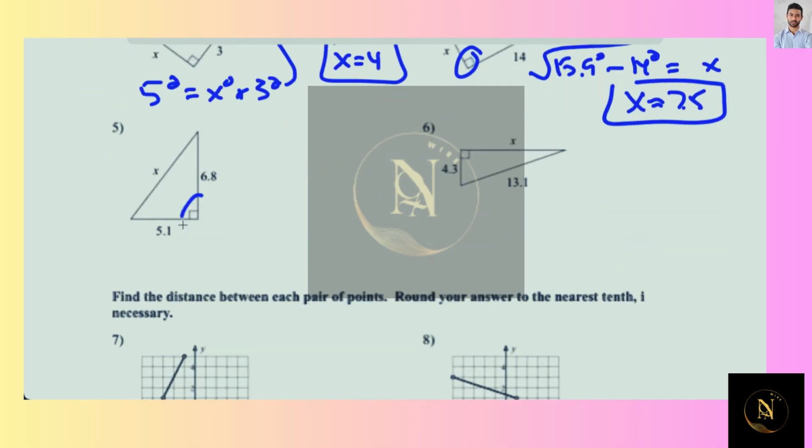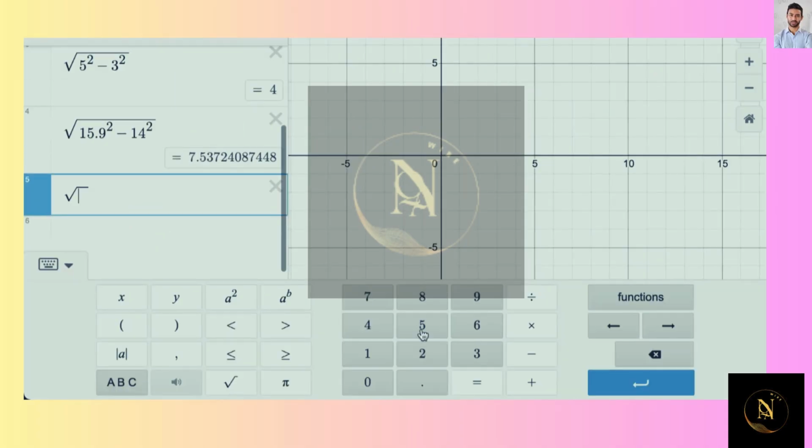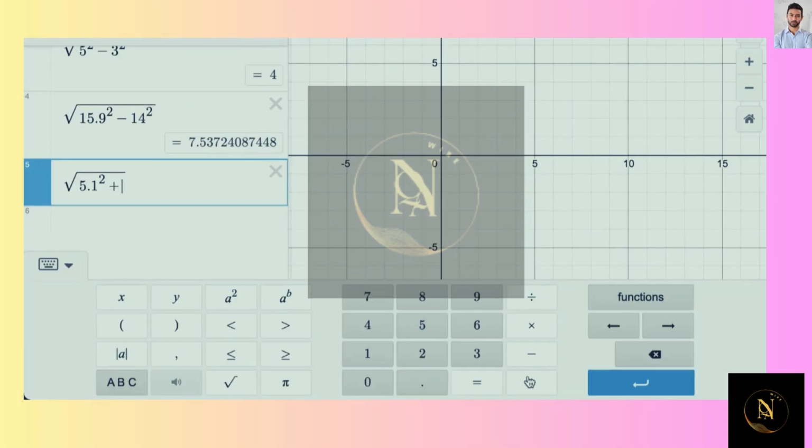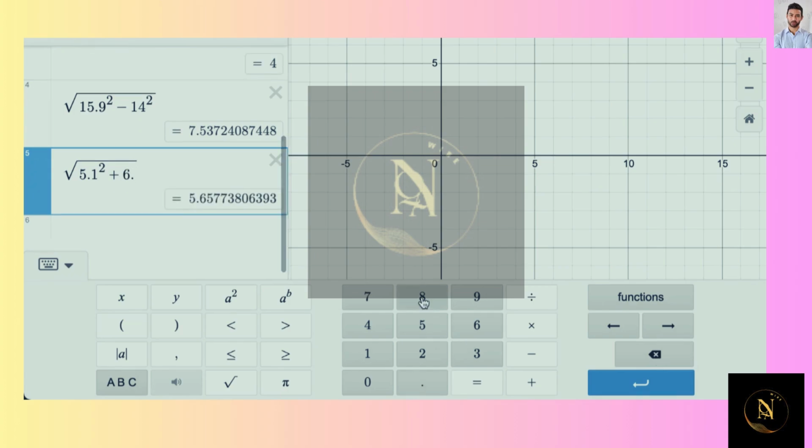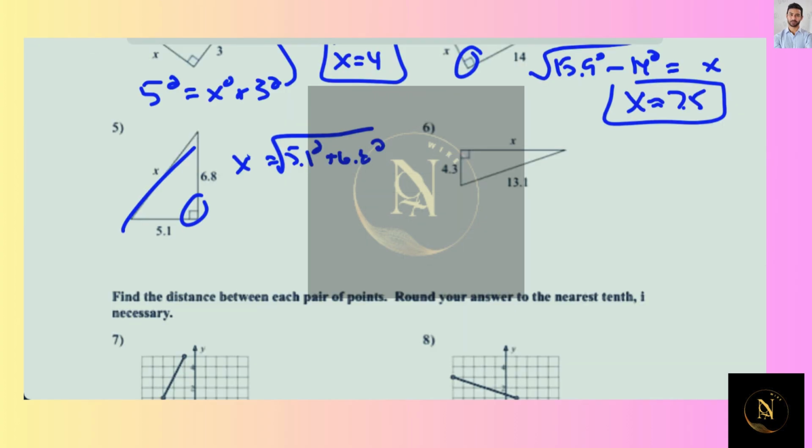Number 5, the hypotenuse is x, so x squared equals 5.1 squared plus 6.8 squared. Solve for x by square rooting both sides. So the square root of 5.1 squared plus 6.8 squared, or 8.5.